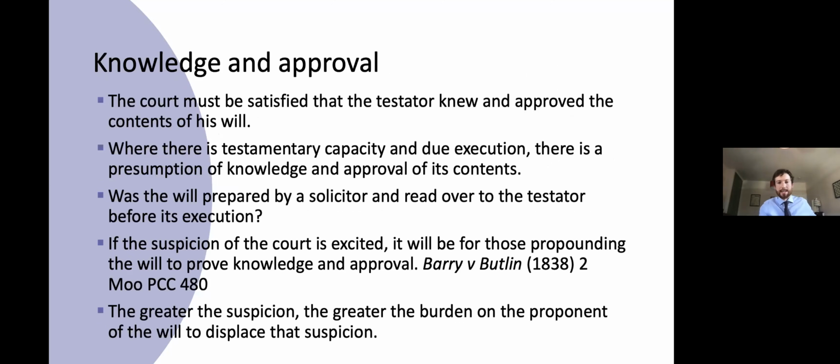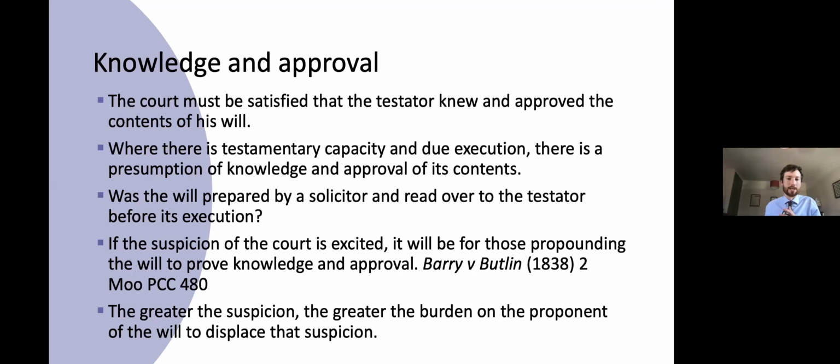So that's capacity. Moving on to knowledge and approval. The court must be satisfied that the testator knew and approved the contents of his will. Again, if you're seeking to propound the will, you might think, well, how can I bring evidence to show that the testator knew and approved the contents of his will? It may be difficult. But again, you have the benefit of a presumption, which if the court is satisfied that there was testamentary capacity and that the will has been duly executed, there's a presumption of knowledge and approval.